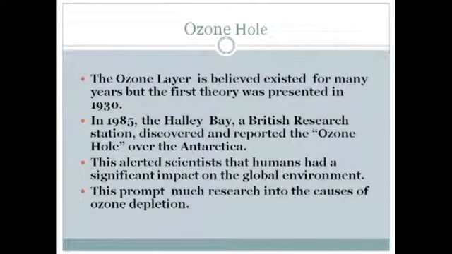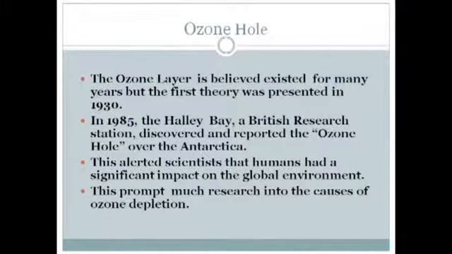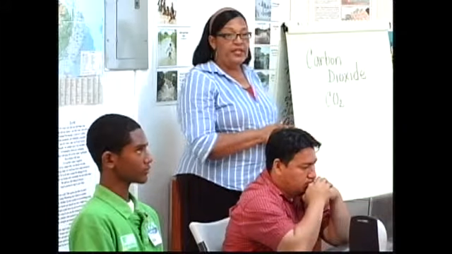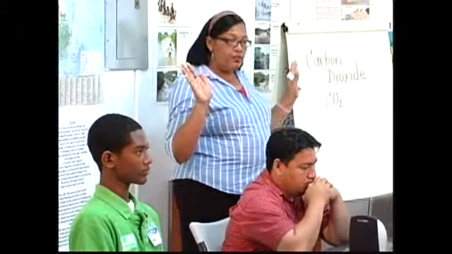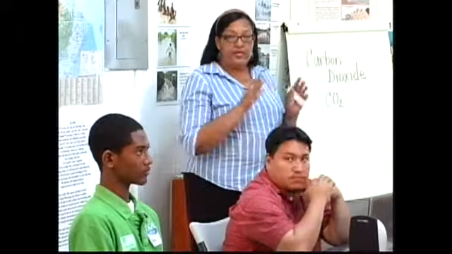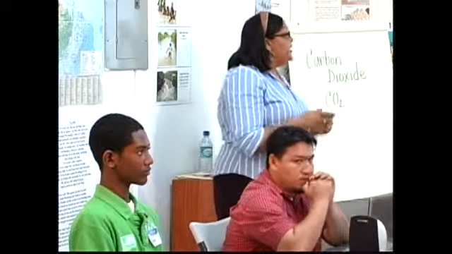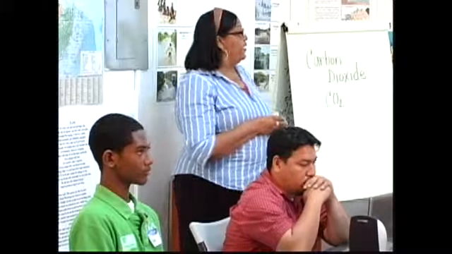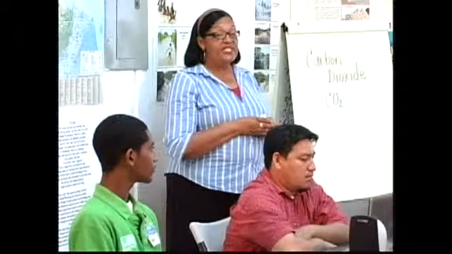The ozone layer is believed to have existed for many, many years. Scientists will tell you thousands, millions of years. But the first theory was presented in 1930, when scientists said, you know what? We are sure that there's a layer in our atmosphere, in the second atmosphere, that is protecting Earth. That was the theory given. In 1985, the Halley Bay, a British research station, discovered and reported the ozone hole over the Antarctica.